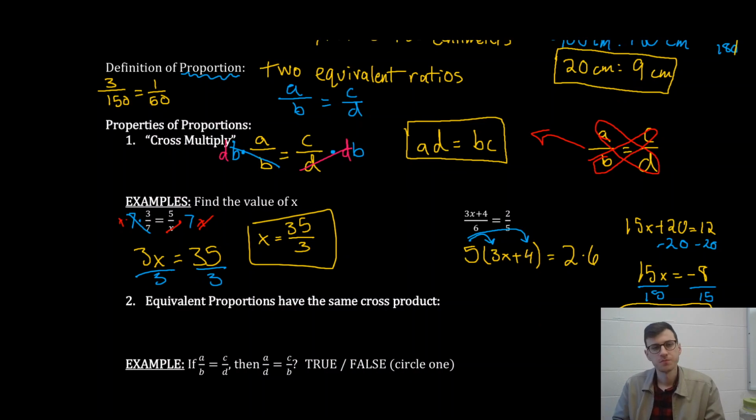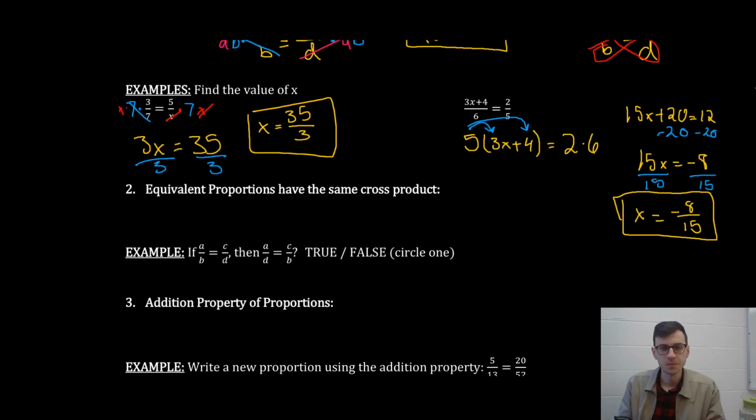Okay, so there you have it. That's cross multiplication. And if we're comparing two proportions, they should have equivalent cross products. That doesn't mean that they'll always look exactly the same, but we know that their cross products are equal.